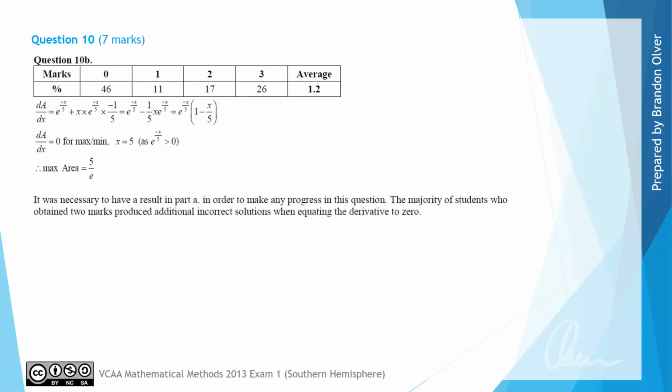From the examiner's report, we can see that 26% of students got full marks for this question, with 46% of students receiving 0 marks. The examiner goes on to say that it was necessary to have a result from Part A in order to make any progress in this question. The majority of students who obtained 2 marks produced additional incorrect solutions when equating the derivative to 0, so they made some error in solving dA dx equals 0. Again, factorising and using the null factor law was the best way to solve that equation.